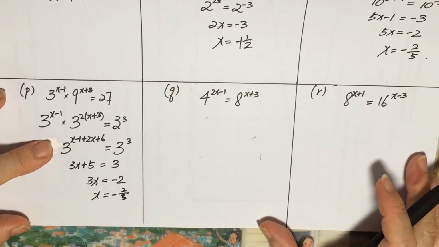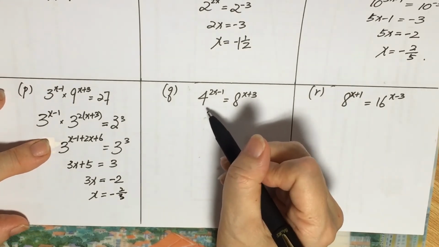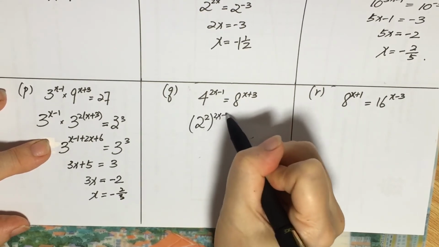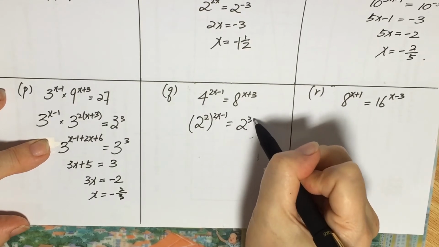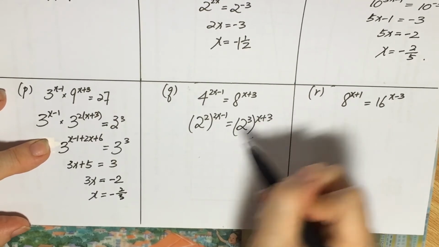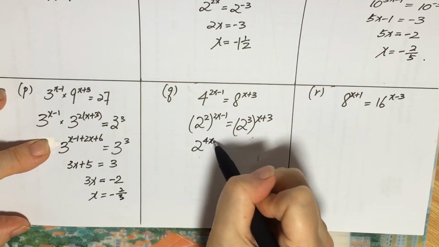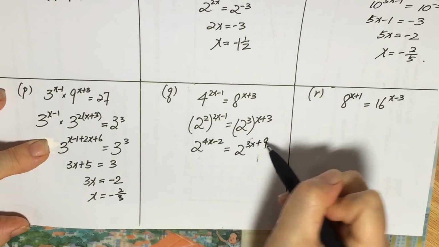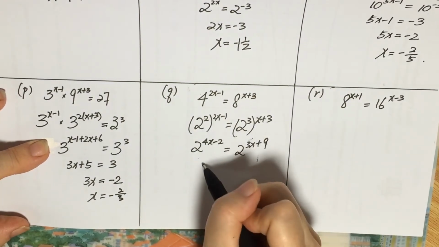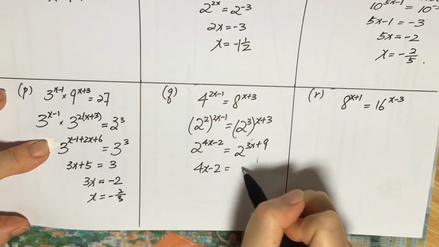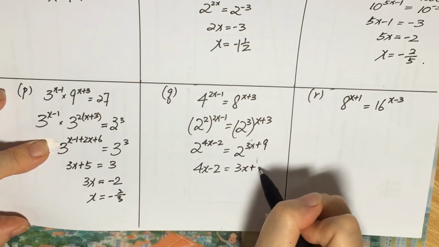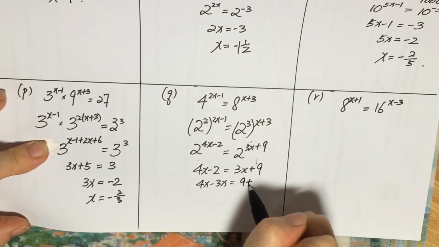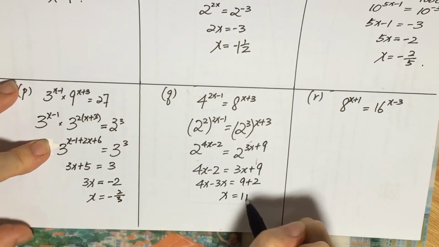Okay, question Q, base 4, base 8, so linked by base 2. So 4 is 2 squared, and 8 is 2 cubed. So we have 2 raised to the power of 4x minus 2 equals 2 raised to the power of 3x plus 9. Same base, so if the numbers are the same, that means the power must also be the same. So we have 4x minus 2 equals 3x plus 9. So 4x minus 3x equals 9 plus 2, which is x equals 11.